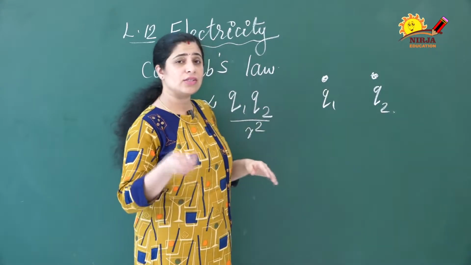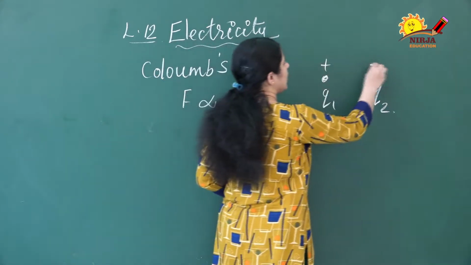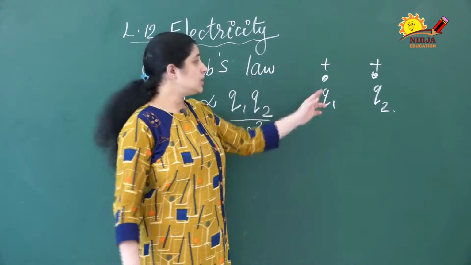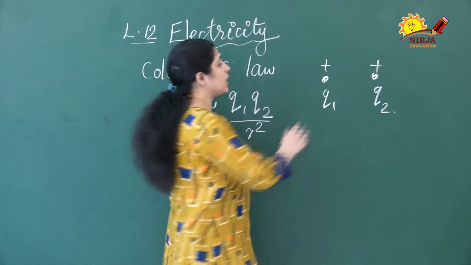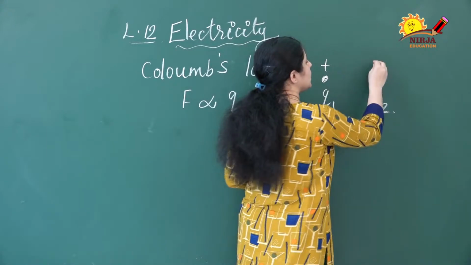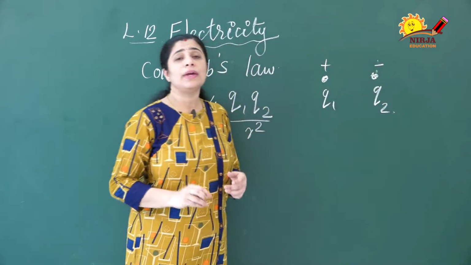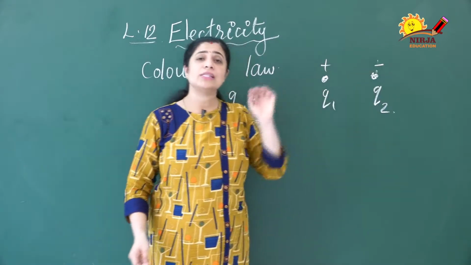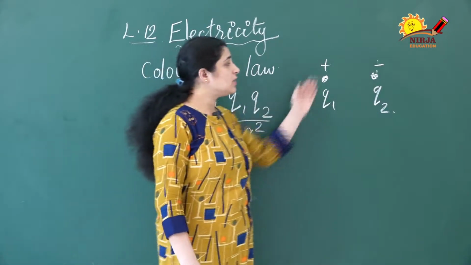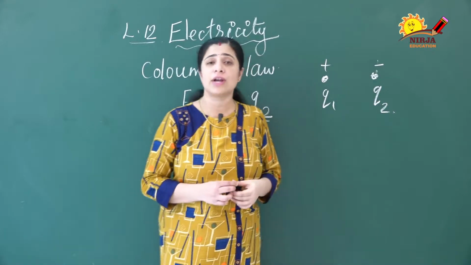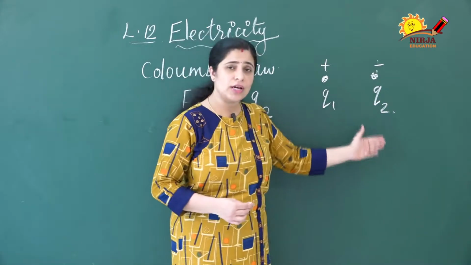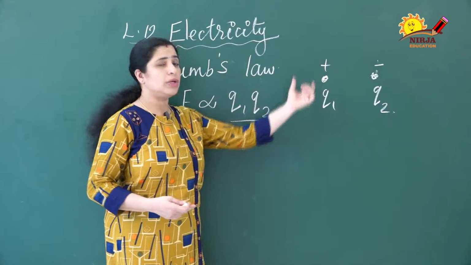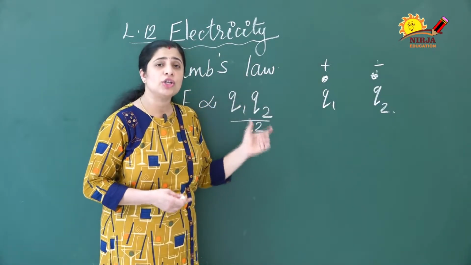Suppose these two charges are the same. This is positive and this is positive. Then there will be a repulsion between these two. But suppose one is positive and the other one is negative, then there will be an attraction between these two. Positive and positive means there will be repulsion, and positive and negative means there will be attraction between these two charges.